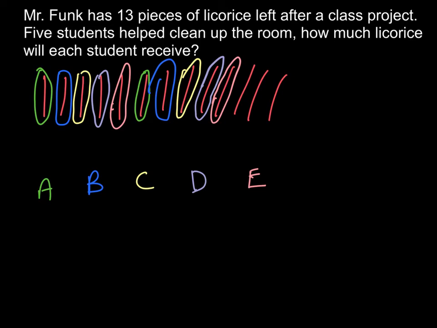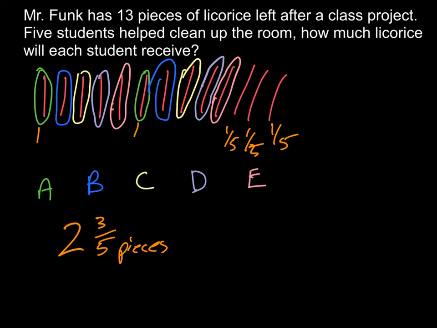So after they're done, each person will receive the 2 that they've started with, such as this one and this one for person A, and then they'll receive 1/5 of each of the remaining pieces, so that they receive 2 3/5 pieces. And many of you will solve it that way. Realistically, Mr. Funk is mean, he'd probably eat it all on his own, but that's if he decided to give those 13 pieces to the 5 students.